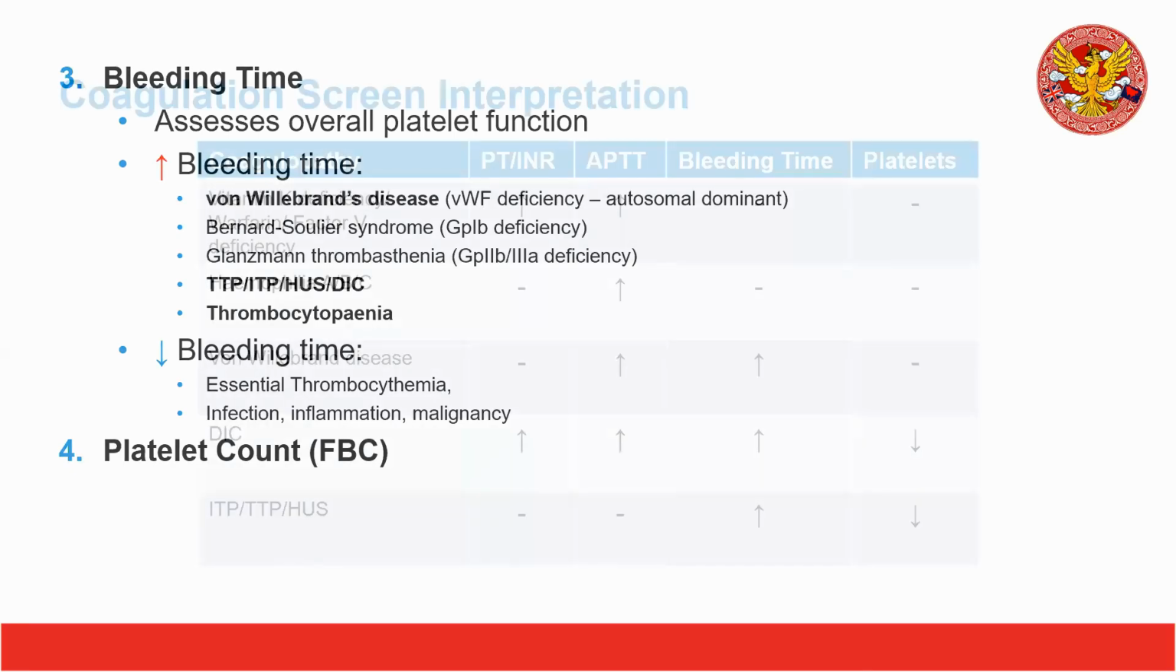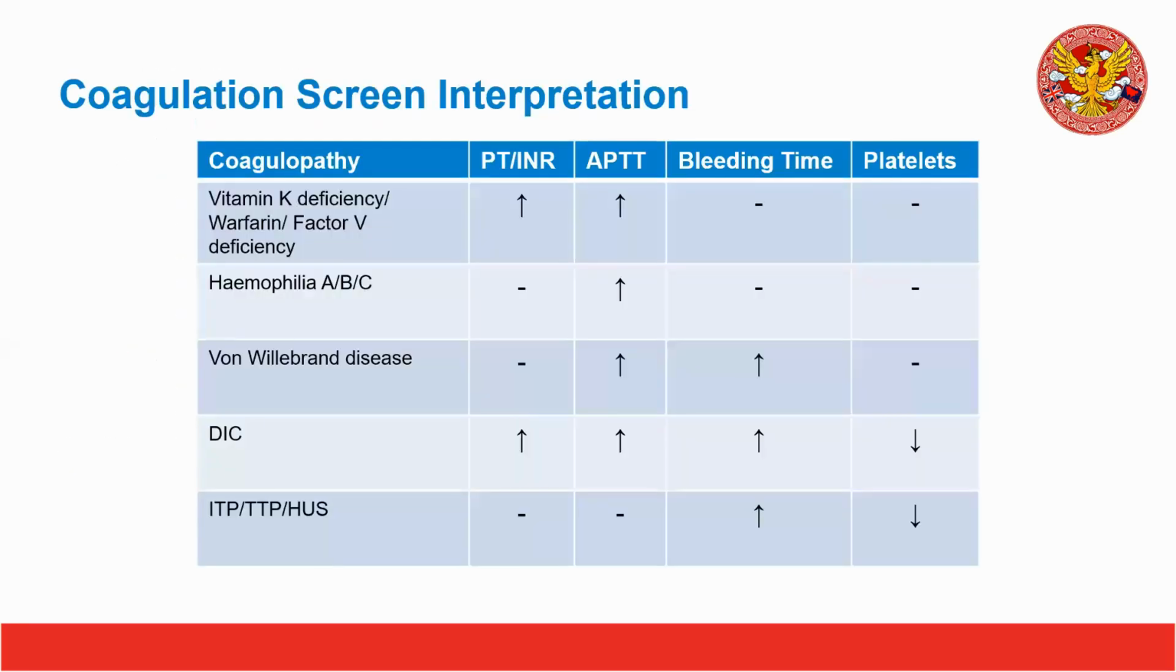So this is just a summary of different things that you might see in your coagulation screen, and key things to look out for, like your general coagulation factor diseases, which can affect the general clotting cascade, causes an increase in PT and APTT. Hemophilia is more specifically an increase in APTT. Von Willebrand disease is associated with decreased platelet function, which causes an increase in your bleeding time.